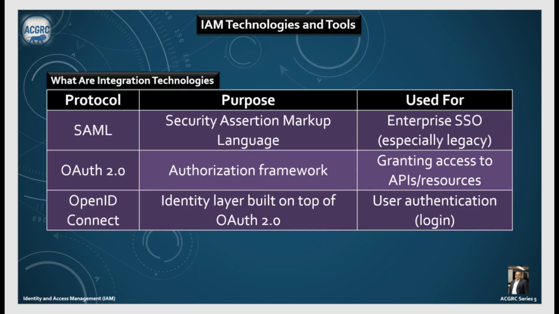So, what are these integration technologies? Well, SAML is Security Assertion Markup Language, used for enterprise SSO, especially the legacy ones. OAuth is an authorization framework. It's used for granting access to APIs and resources. OpenID Connect, well, it's an identity layer built on top of OAuth 2.0, used for user authentication.